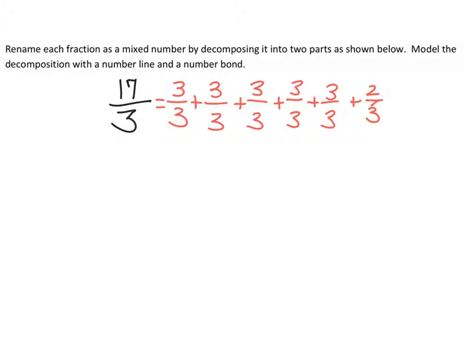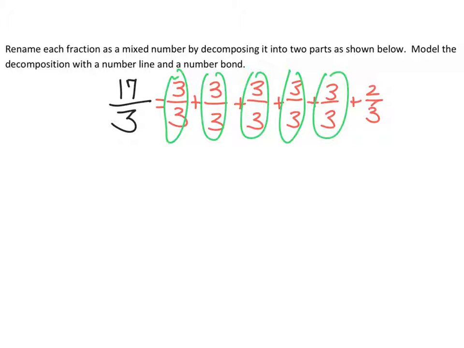We couldn't make another whole out of that. So basically we've got 1, 2, 3, 4, 5 groups, 5 wholes with 2 thirds. Or we could actually say how many wholes we have: 5 and 3 in the numerator. That would give us 15 thirds, plus what's left over is 2 thirds. That's 17 thirds, which is equal to 5 and 2 thirds.